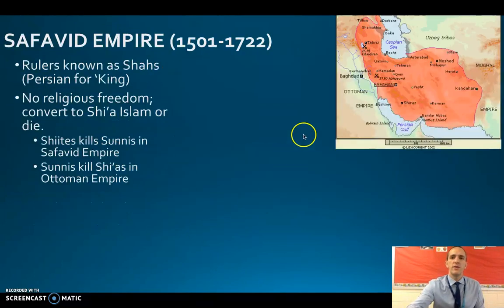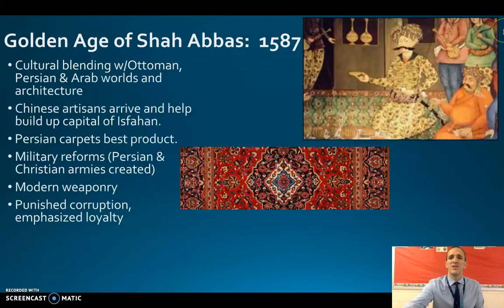So because they are here and they're near the Ottoman Empire, and Europe is up here, and India's over here, and China's over here, we see a lot of blending with different worlds. Ottoman, Persian, Arab worlds kind of connecting with architecture, art. The Chinese are going to come in and help build up the capital. So we have Chinese artisans coming in.